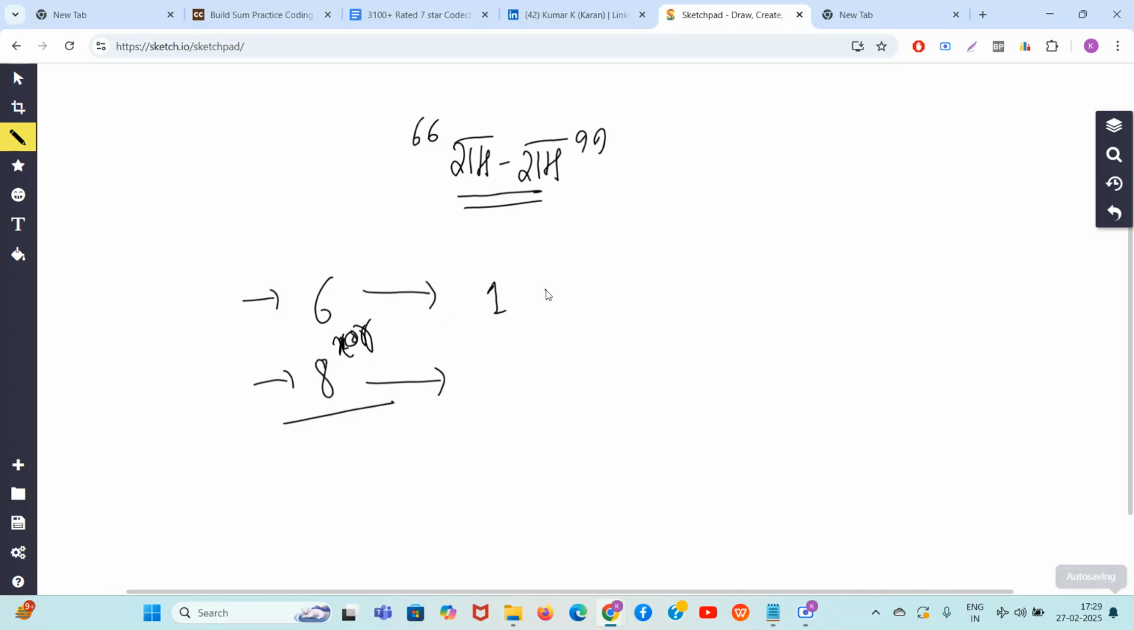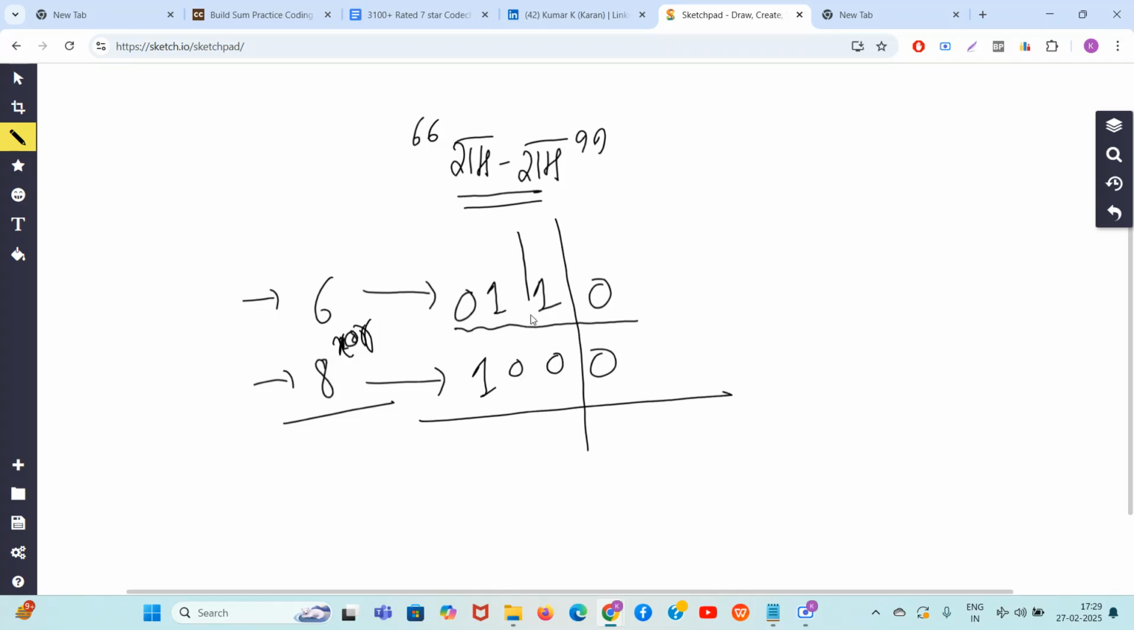So guys, 6 looks like 0110. And 8 looks like 1000. I'm adding an extra 0 at the start; you can append it. What will be the XOR of this? You do the XOR column wise. Always do things column wise. So 0 XOR 0 is 0, 1 XOR 0 is 1, 1 XOR 0 is 1, 0 XOR 1 is 1. So 1110 is the answer.